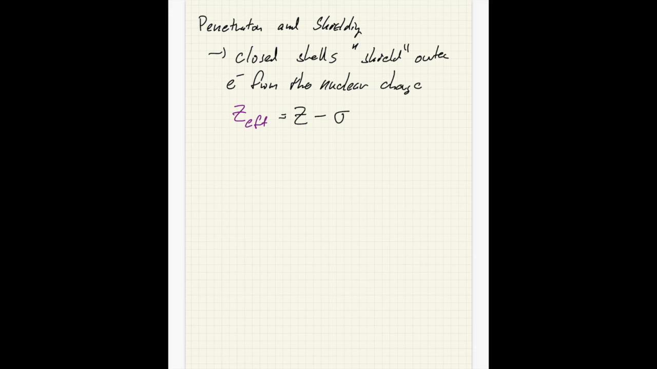So what we wind up doing is having a reduction in the nuclear potential, which is Z effective, shown here in purple. And that's going to be equal to the total nuclear charge minus the number of electrons, or the negative charge, in these closed orbitals. So next, we'll look at some of the radial wave functions and see how shielding works.